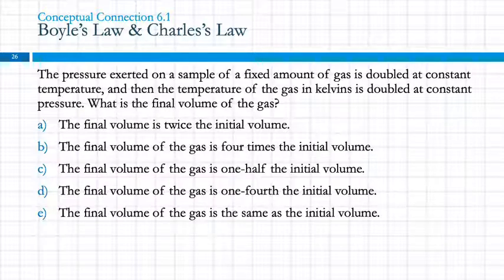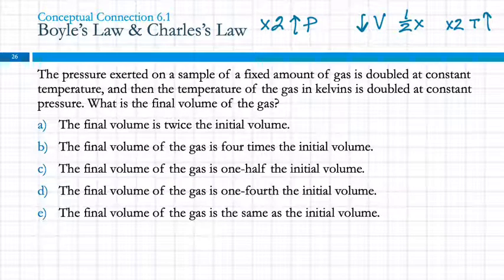So I've got a fixed amount of gas, and I double the pressure. So if I go times 2 pressure, what does that do to the volume? I increase the pressure times 2. Then the volume goes down by a factor of 2, right? So the volume is now 1/2 what it was. And then it says I double the temperature. So if the temperature goes up times 2, what does that do to the volume? Makes it go up. So I had this 1/2, and now I'm going times 2 to that, and so I end up back to 1, what I started with. So the answer is that the final volume is the same as the initial volume.